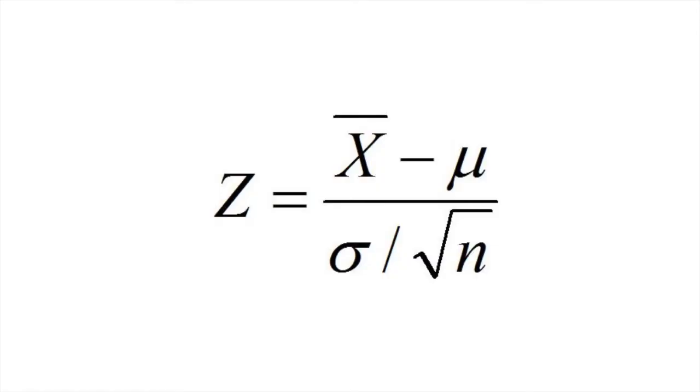The most important thing to remember here is the formula. The formula that we will be using is z equals x minus mu, or the mean, all over the standard deviation over the square root of n. Now, here are the steps in understanding the z-table.